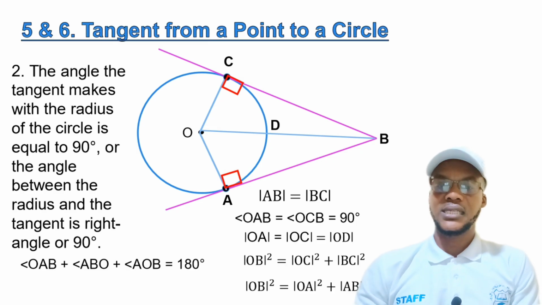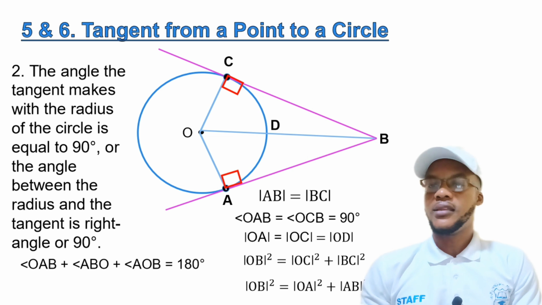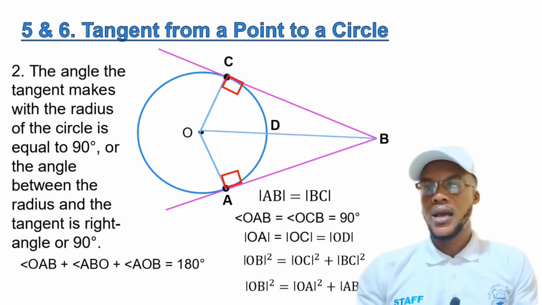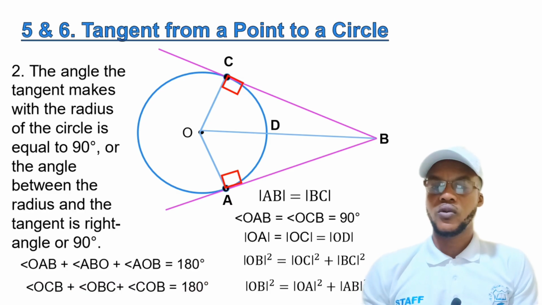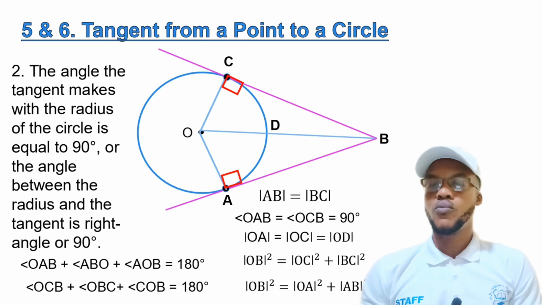All right. Yes, and you also know that for each of the triangles, we can sum the interior angles. So you could see that we have angle OAB plus angle ABO plus angle AOB, which gives 180 degrees. Have you gotten the point? Yes. So we can also get what? Angle OCB plus angle OBC plus angle COB, which also gives 180 degrees.